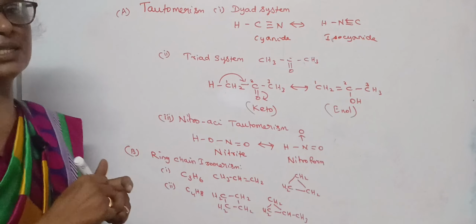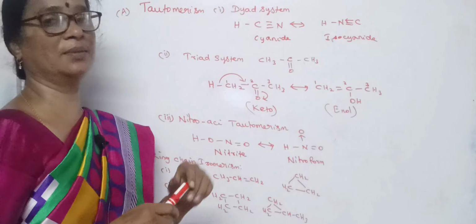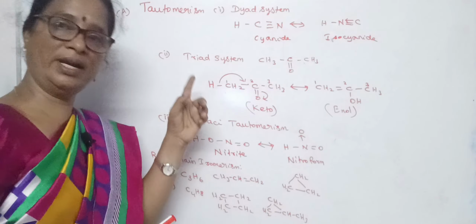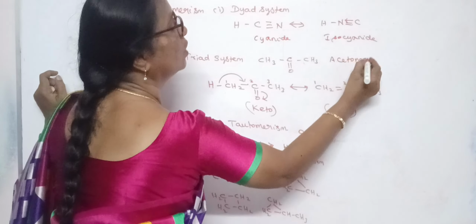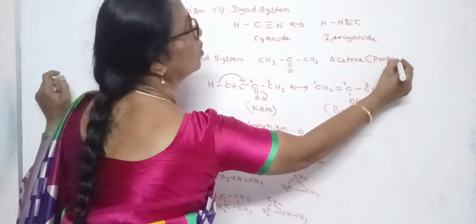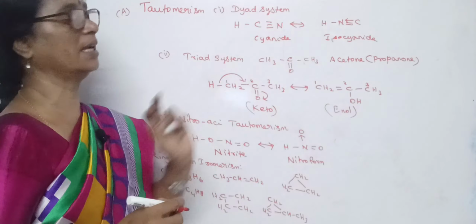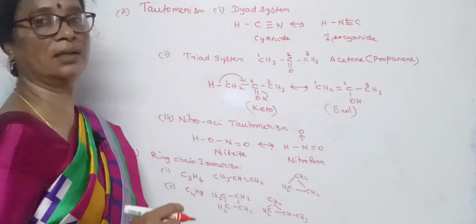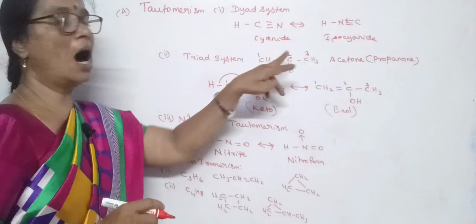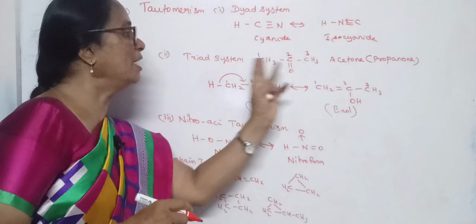Then what is the triad system? In the previous case hydrogen oscillates between two atoms; triad means three. So here the hydrogen will oscillate among three atoms. Let us take an example of acetone. In IUPAC name it is propanone. The formula of acetone is CH3COCH3. I have three carbon atoms, which I can number 1, 2, 3. So from the first carbon or from the third carbon, the hydrogen can oscillate among the three atoms.